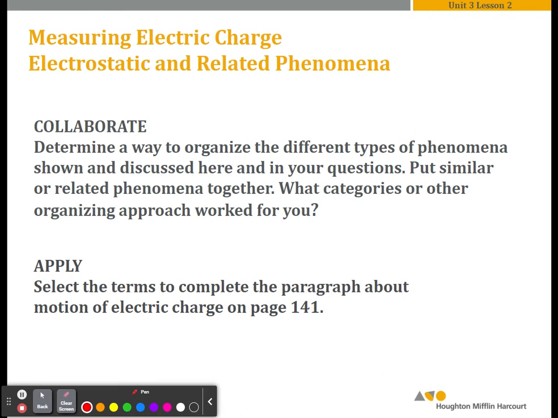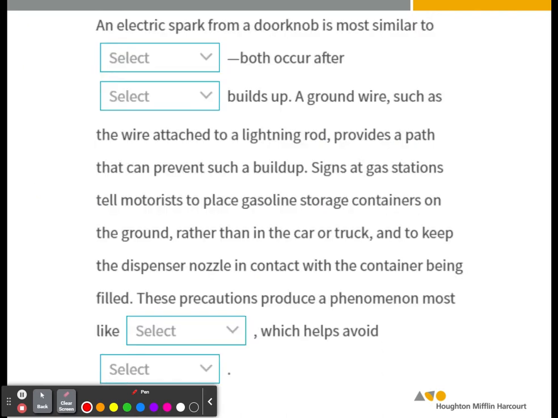We're going to look at a paragraph now, and this is from your Explore Explain, on page 141 in your textbook. An electric spark from a doorknob is most similar to lightning. Both occur after charge builds up. Okay, if you rub your socks on the carpet, charge is building up in your body. Lightning occurs because charge builds up in the atmosphere, in the clouds. A ground wire, such as the wire attached to a lightning rod, that was the last image we saw, provides a path that can prevent such a buildup.